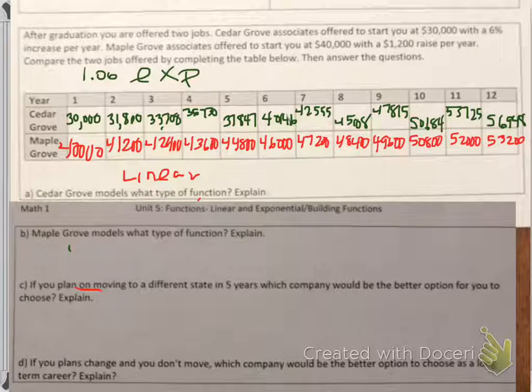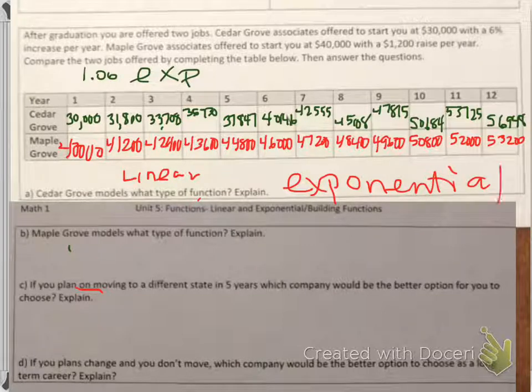So it says, Cedar Grove models what type of function? Well, we already said Cedar Grove was exponential because it was multiplying by a number. B says Maple Grove models what type of function? Well, we already said that was linear because it was adding a number.